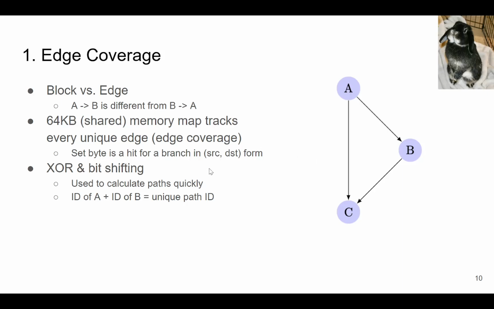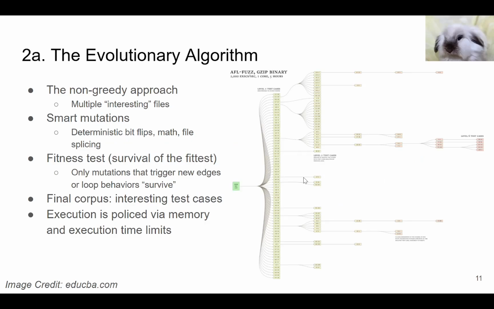So moving on into the algorithm of AFL, specifically the evolutionary algorithm. What's interesting is that older genetic fuzzers used a greedy approach where they maintain a single test case and continuously evolve that test case. In contrast, AFL isn't greedy, and it saves every single mutated file that produces a new state transition, so those different edges that we talked about earlier.